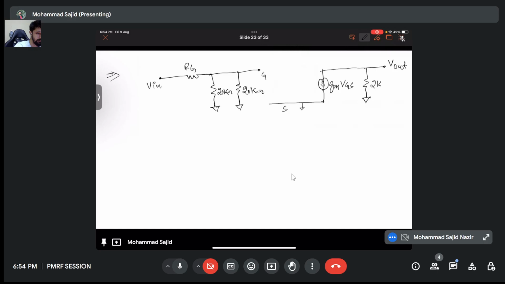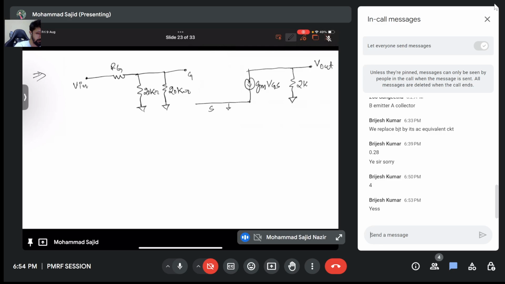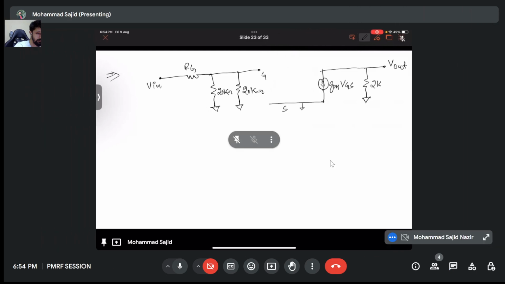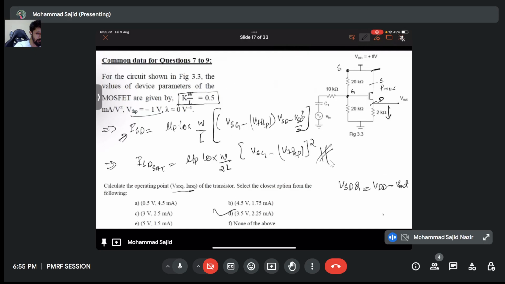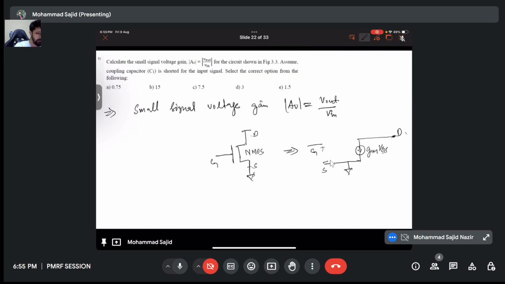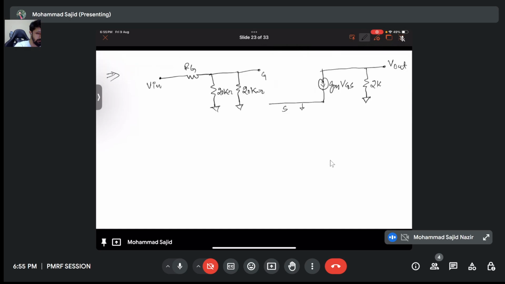This is correct, right? So this is for the circuit given in this figure. Just remember that this is PMOS. The current is flowing from source to drain. So this is the source, and the current I have shown is in this direction.